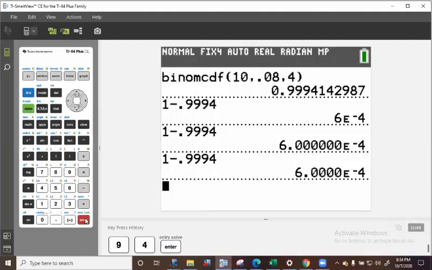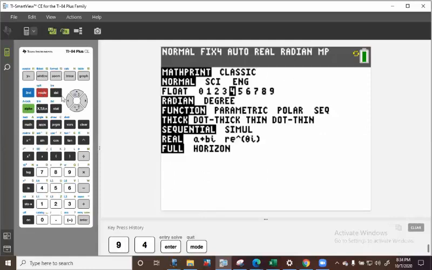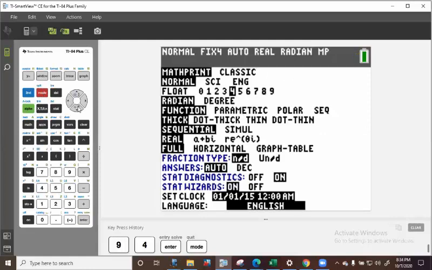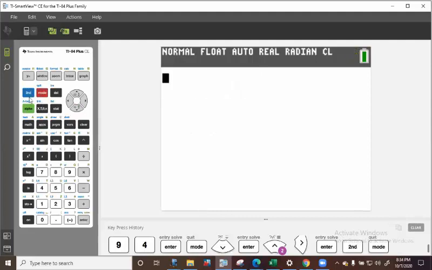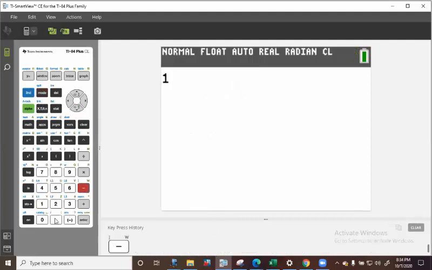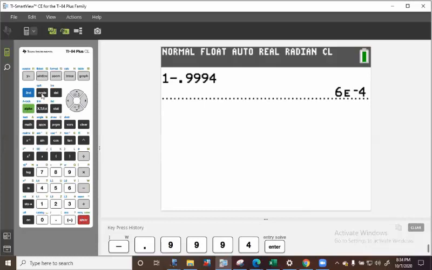Let's see. I thought you just always leave it in floating mode. I thought floating mode would just do whatever it wanted and choose the decimal setting. I don't know what math print and classic mean. I don't know the difference between those two. I have no idea what that means. I'll try it again and see what happens. I'm sure that didn't do anything. No, I give up. That's bizarre.